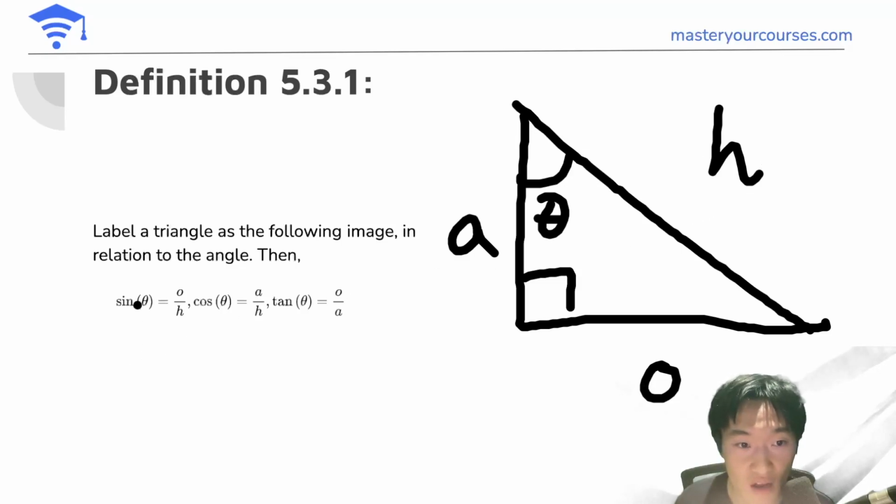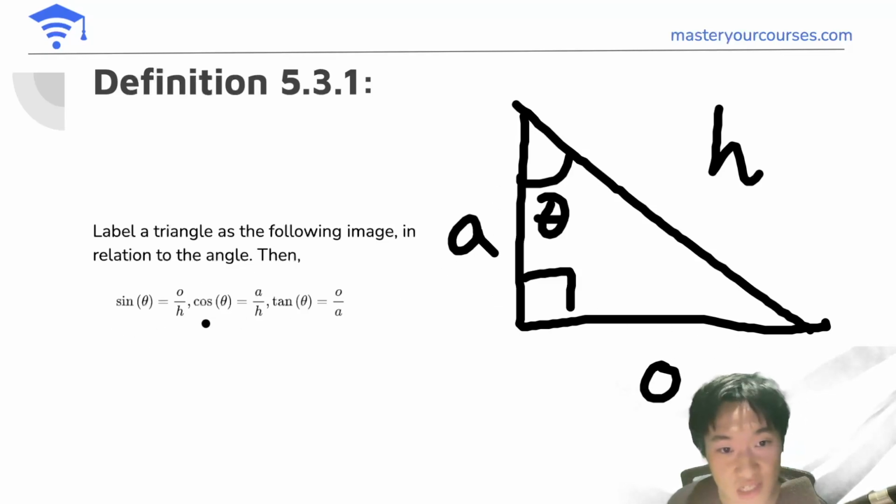Then we have the following relation. So sine theta, sine as a function, outputs the ratio between the opposite over the hypotenuse. Cosine of theta, right, the function cosine, outputs the ratio adjacent over hypotenuse. And tangent outputs opposite over adjacent. You can remember this as SOHCAHTOA, but basically this is something you just have to know and memorize, okay?